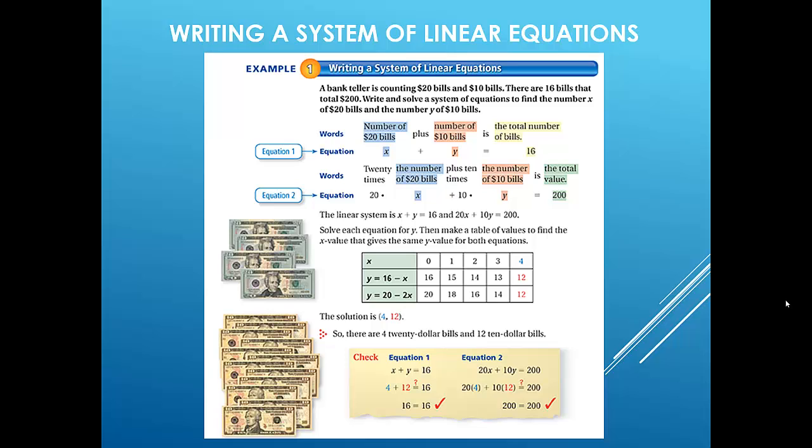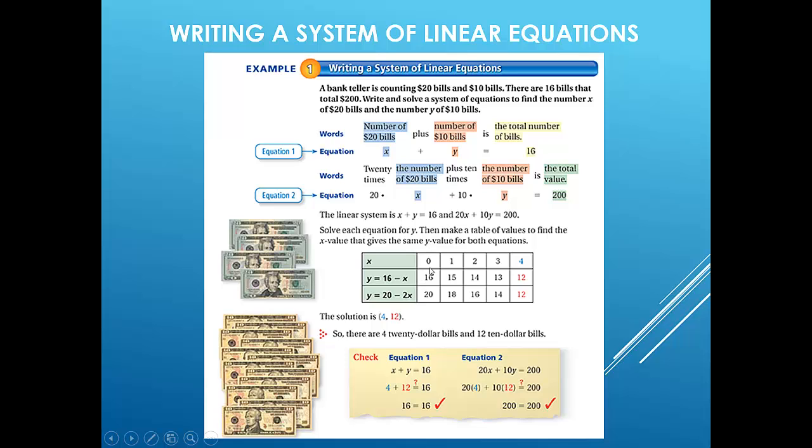We're going to solve each equation for y, and then we're going to make a table of values to find the x value that gives the same y value for both equations. So when we solve the first equation for y, we would subtract x on both sides, so we would get y equals 16 minus x. When we solve the second equation for y, we would first subtract 20x from both sides, so we'd have 10y equals 200 minus 20x, and then we would divide by 10. That would give us y equals 20 minus 2x.